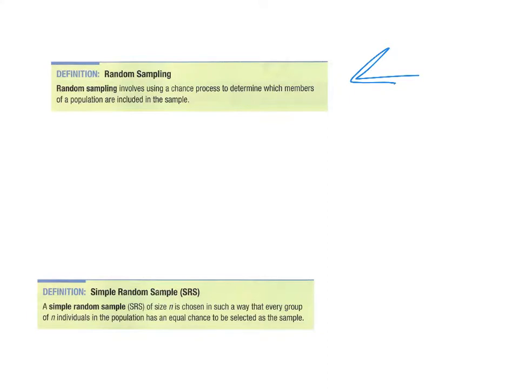Okay, so a random sample is any kind of chance process. That could be what we call the hat method. Let's say we were trying to get a random sample of students from the school. We take everybody's name, put it in the hat, and we pull out people randomly from the hat. So the hat method would work for random sampling.